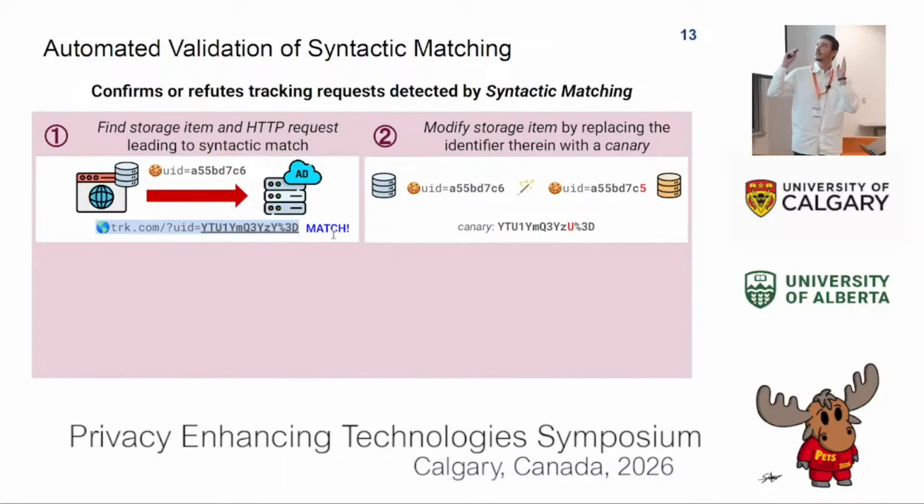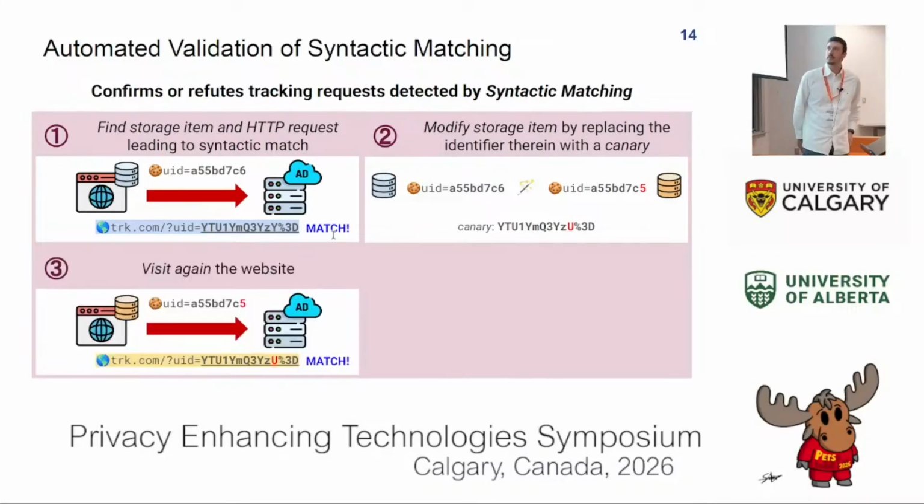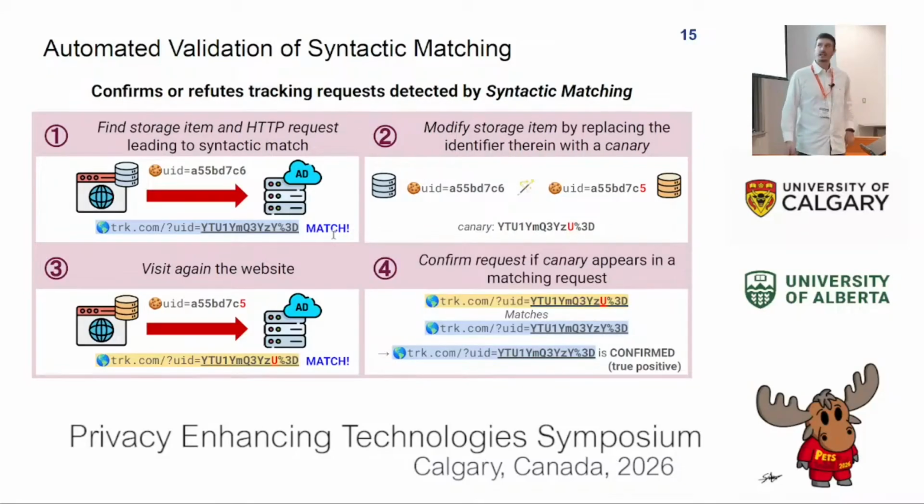And we modify and generate the modified underlying identifier. We call it a canary. Then, with this modified version of the client storage, we rerun the website with another visit and rerun syntactic matching. And if we find that a canary appears in a matching request, like the one that we see highlighted in yellow, then we confirm the original request as a true positive. Now that we have all the ingredients, let's look at some findings.